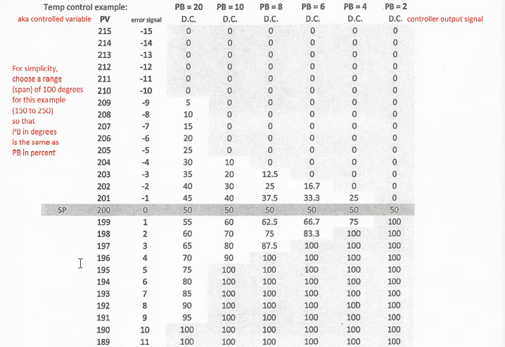So we'll say our system has a range of 150 to 250 degrees. We've chosen a set point for this example of 200 degrees. So that's right in the middle of the range. So we are trying to keep the system at 200 degrees.